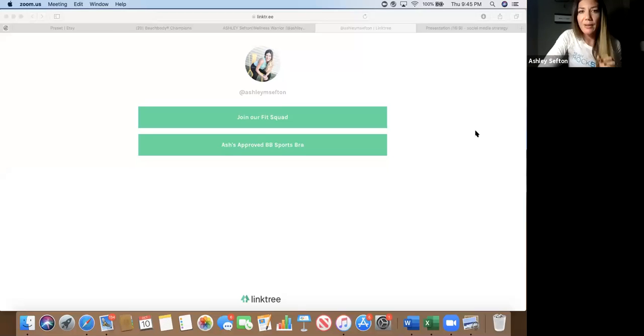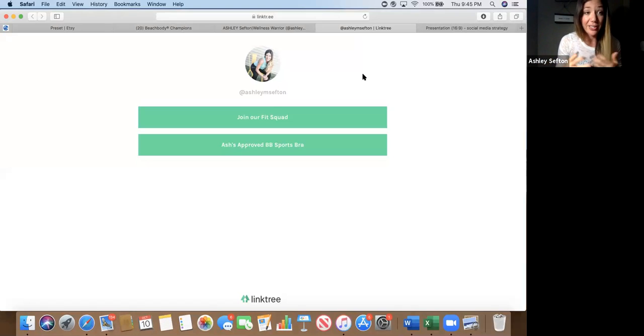Okay, so if you create a Linktree, you're going to go into the Linktree. It's free, and it's going to give you little slots. You can customize the colors. You can do it however you want. I think they give you 3 or 4 links that you can use for free.